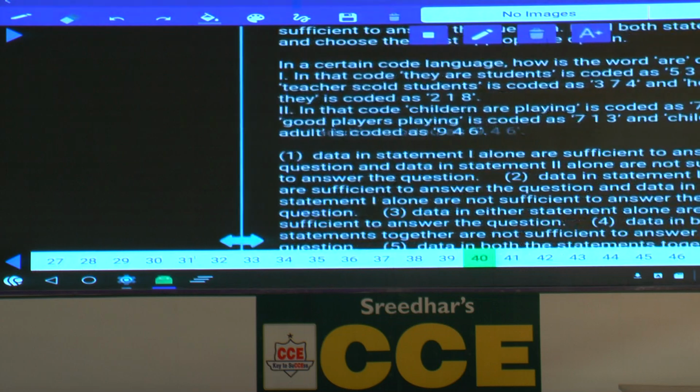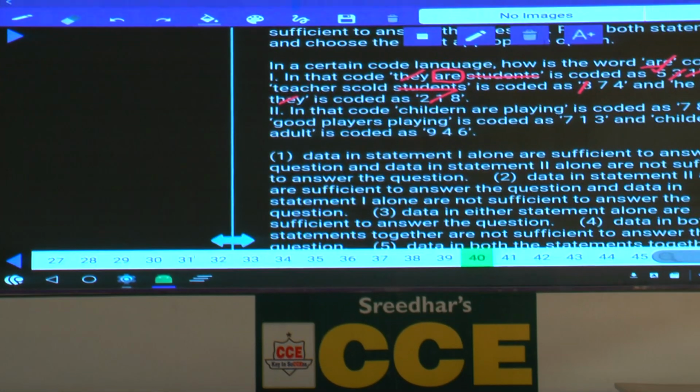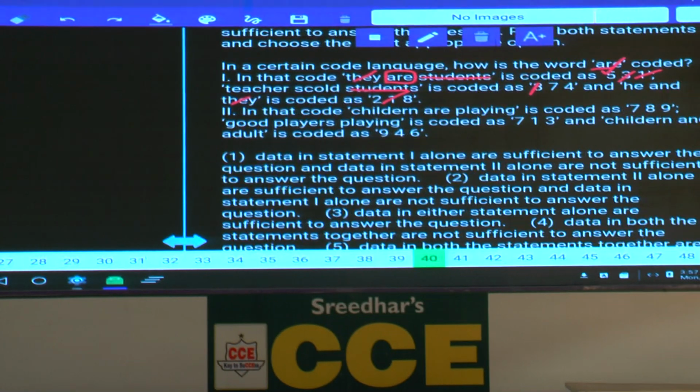Then coming to 40. Now in this 40, how are the words coded? Now condition number 1 alone, if you observe here, they are students and teachers scold students. Students is the word which is common, and the code which is common between these two is 3. Hence the code to the word students is 3. And he and they, which word is common here? They is common. And the code which is common between these two is 1. Hence they is 1. Then what is the word left over here? R. Then what is the code left over here? 5. Am I getting a unique answer or not? Hence 1 alone is sufficient as of now.